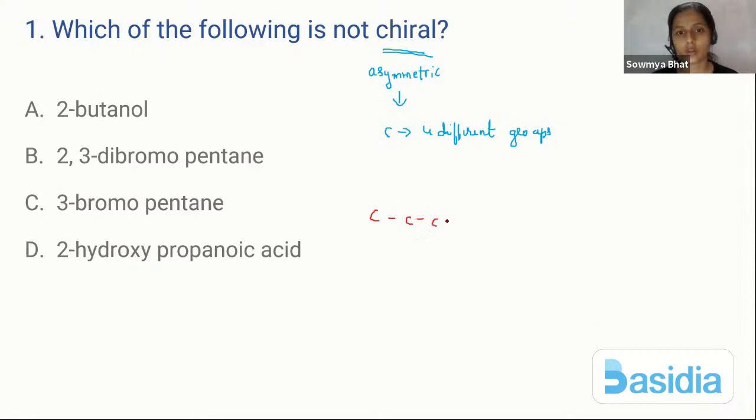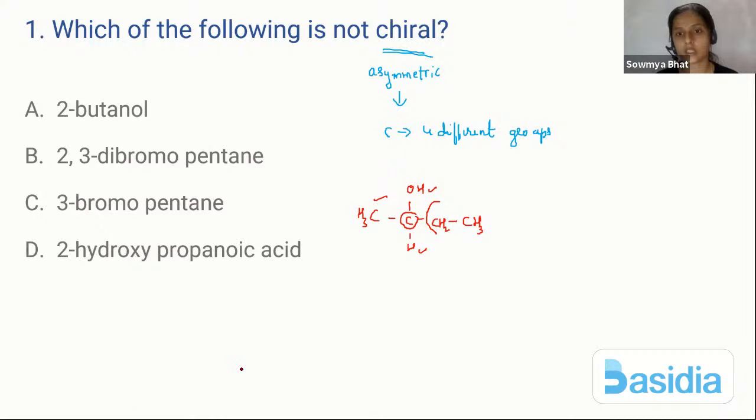2-butanol, so 4 carbon atoms, and at the second position you have OH, and everywhere else you have H, I'm just balancing the valences. So if you see this carbon, it is attached to 4 different groups. OH is different from H, which is different from CH3, which is different from CH2CH3. So this is chiral.